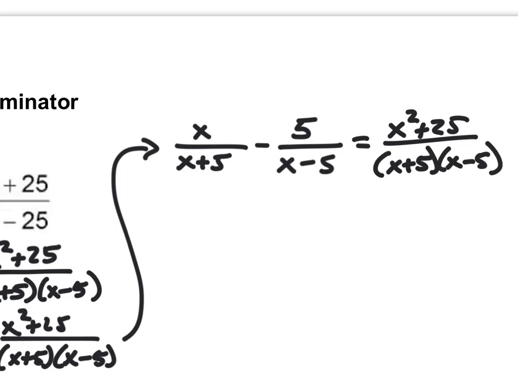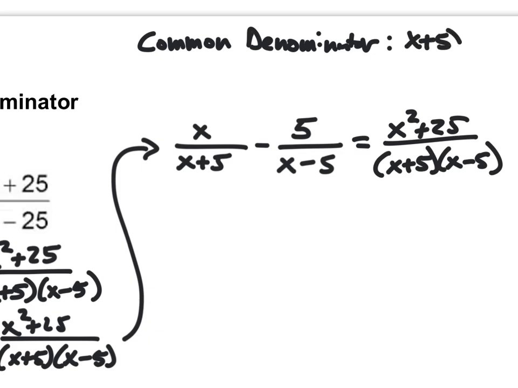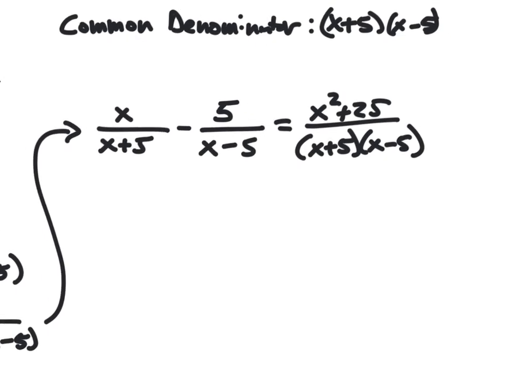Okay. Now my common denominator is going to be x plus 5 times x minus 5. And with that, what I want to do is multiply every single one of these terms by my common denominator, which is x plus 5 times x minus 5. So watch what happens here.